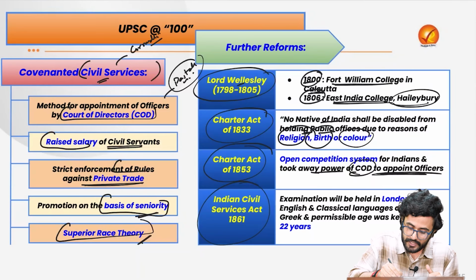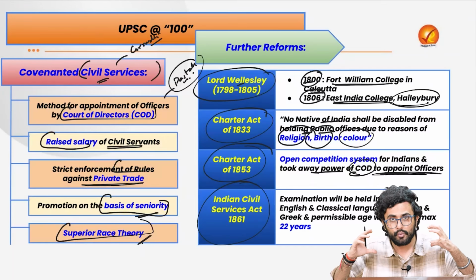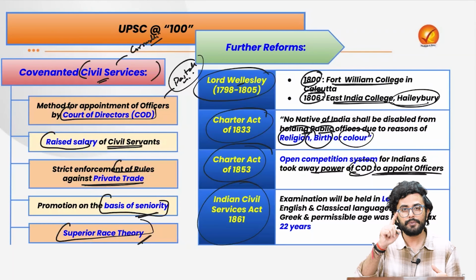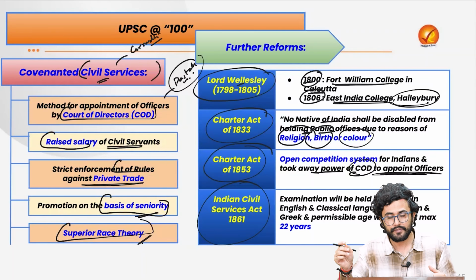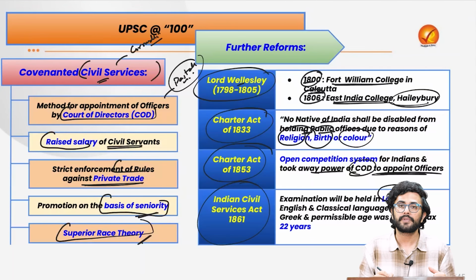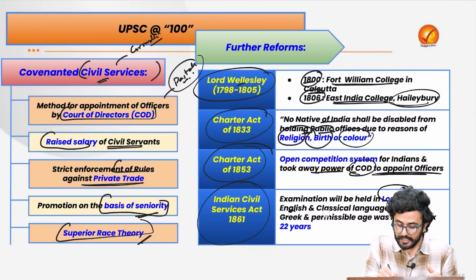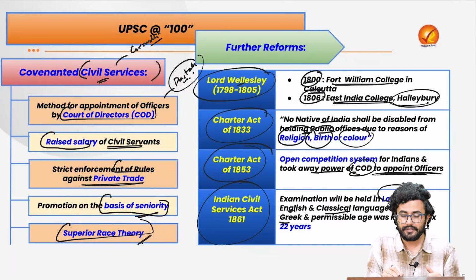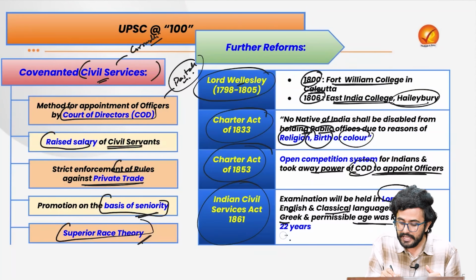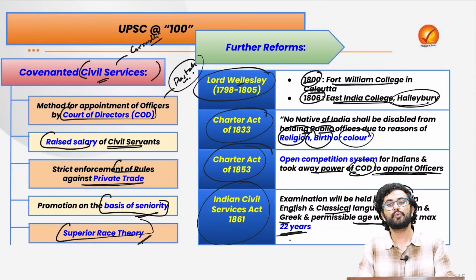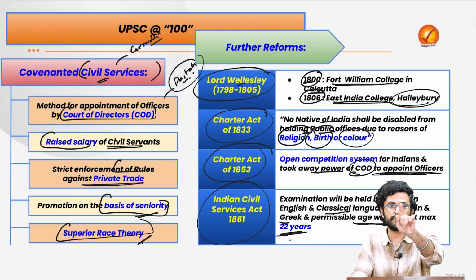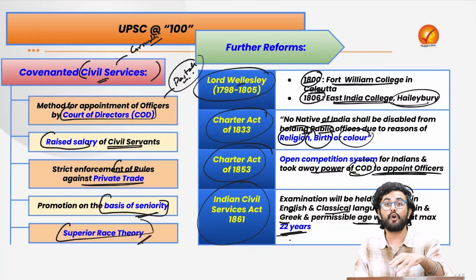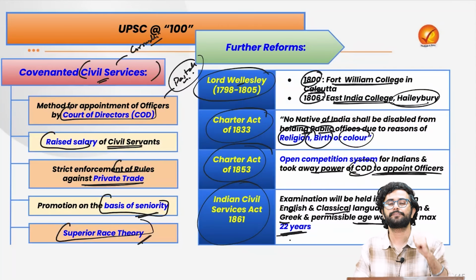Ultimately, the Indian Civil Services Act of 1861 established the rules around the civil services: there will be an examination, written and interview, which will take place in London, where people will be tested in English and the classical languages of Latin and Greek, and the permissible age was kept at a maximum of 22 years. So for example, if any one of you watching this lecture is 23 years old now, as per the older norms, you have become ineligible to attempt the paper.